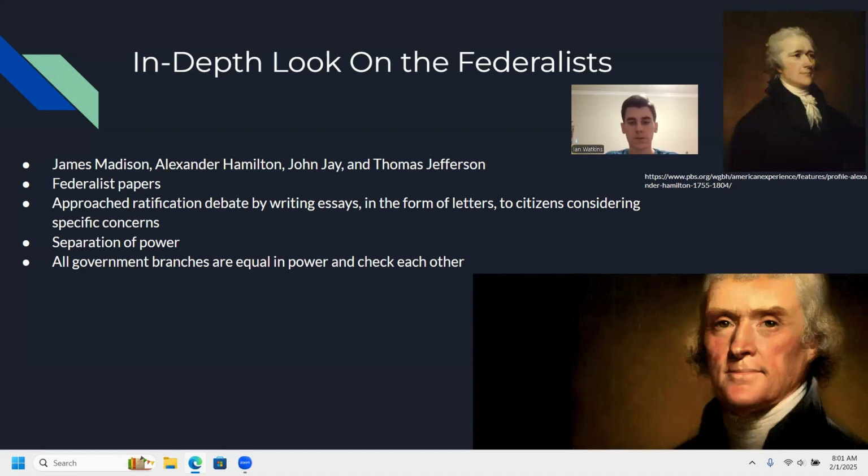They also believed in separation of power. So they wanted those three branches of government, which are now the judicial, executive, and legislative. That's how it was back then too. They also believed that all government branches are equal in power and check each other. So the legislative branch doesn't have more power over the judicial. The judicial doesn't have more power over the executive. They all are equal and they do their own things, but they can check each other, and one doesn't have more power than the other.